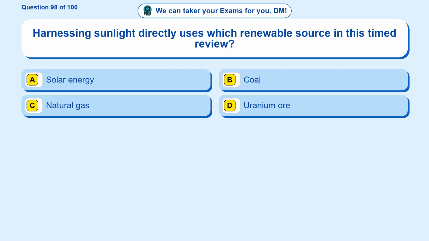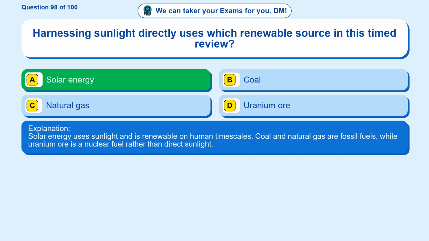Question 98. Harnessing sunlight directly uses which renewable source in this timed review? Option A, solar energy. Option B, coal. Option C, natural gas. Option D, uranium ore. The correct answer is option A. Solar energy. Solar energy uses sunlight and is renewable on human time scales. Coal and natural gas are fossil fuels, while uranium ore is a nuclear fuel rather than direct sunlight.